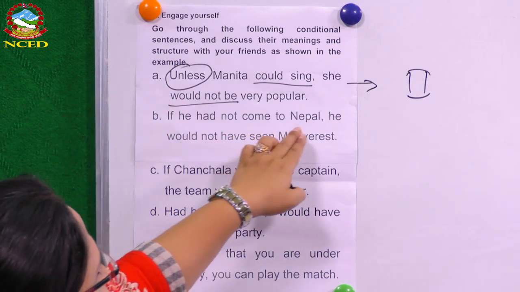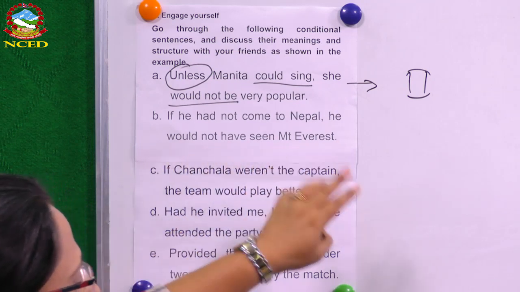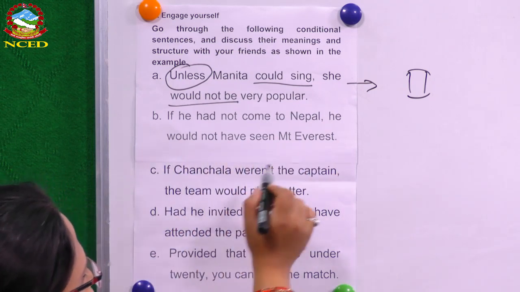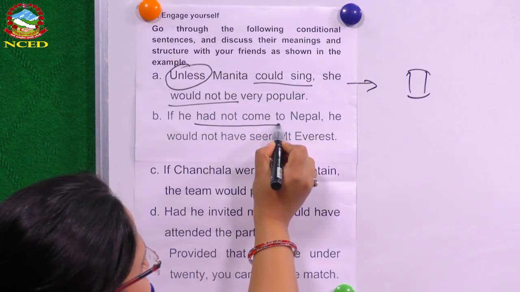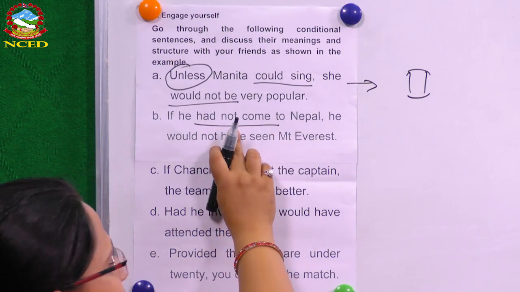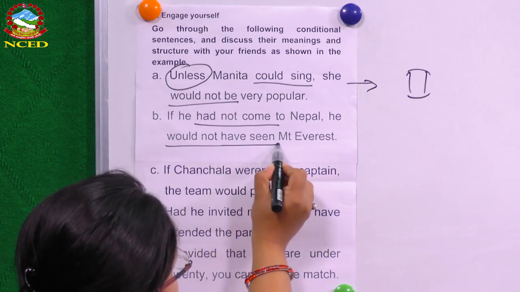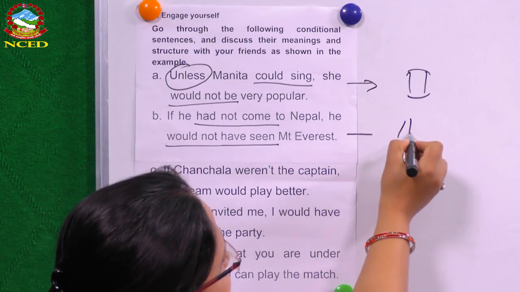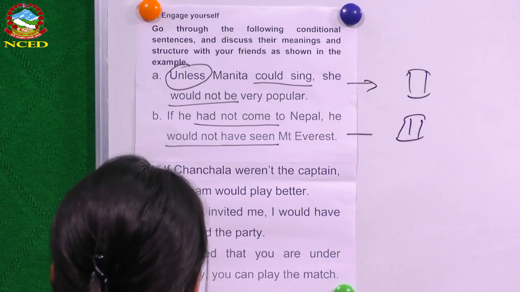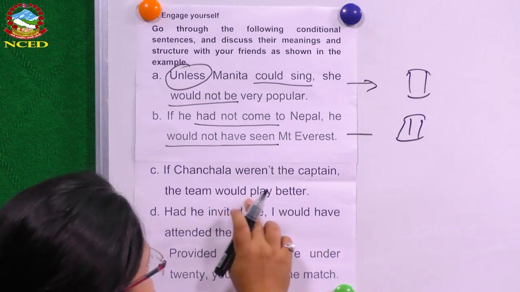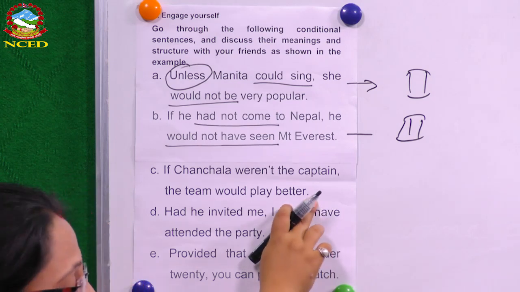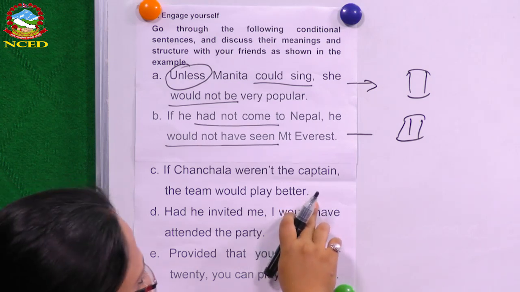If he had not come to Nepal, he would not have seen Mount Everest. So what type of conditional is it now? Had not come. It is in past perfect tense, right? And he would not have seen. So this is type 3. Okay? If Chanchala weren't the captain, the team would play better. So what type of conditional is this now?